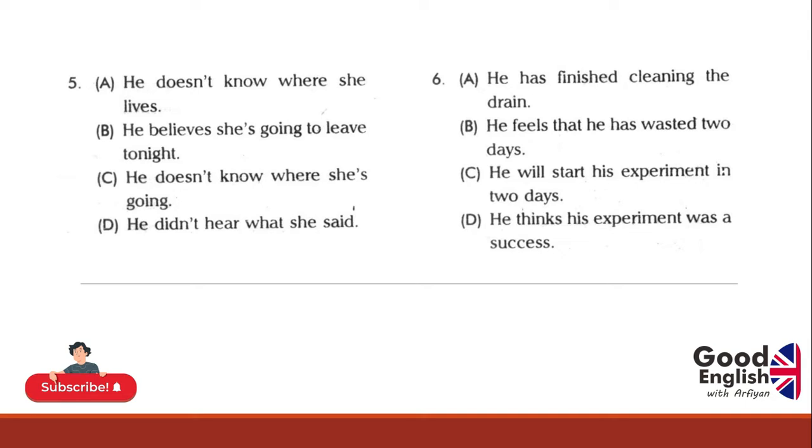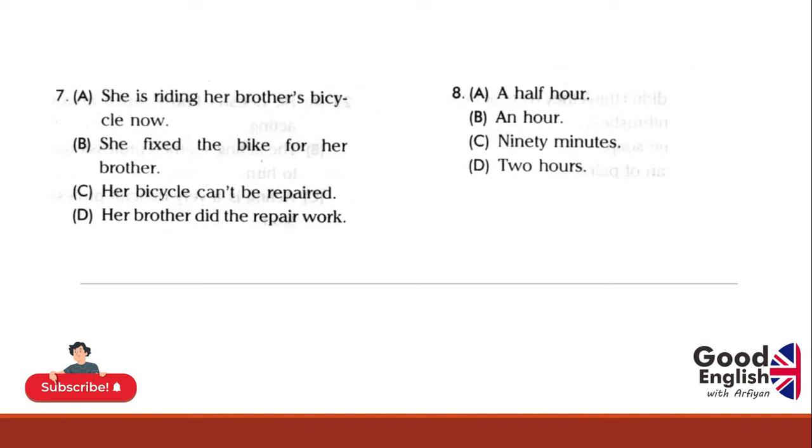Number five. "George, is Linda leaving tonight?" "I think that's what she said." What does George say about Linda? Number six. "2 weeks' work, down the drain." "Oh no, your experiment wasn't successful?" What is learned about the man from this conversation? Number seven. "I see Carrie's riding her bike again. Did she fix it herself?" "I think she got her brother to do it." What does the man believe about Carrie?